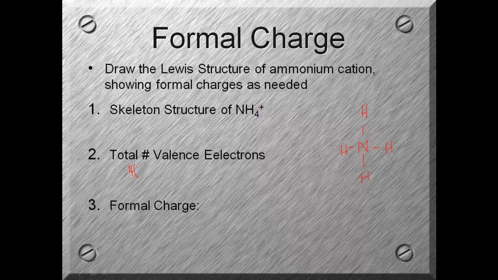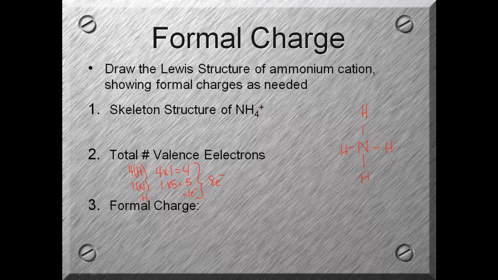We have 4 hydrogens, and each one will give us 1 valence electron. We have 1 nitrogen, and nitrogen gives 5, so the total is 9. It has a +1 charge, the ammonium ion, so we have to subtract an electron from this. So 9 minus 1 will be 8 electrons. And if we look here, nitrogen has 2, 4, 6, 8 electrons around it. So all of the electrons are being used.